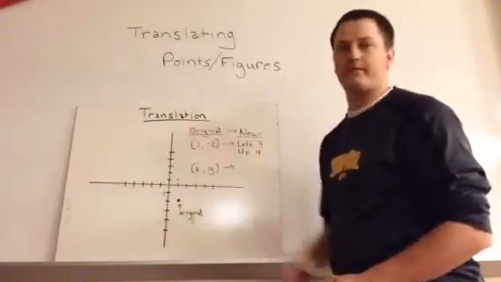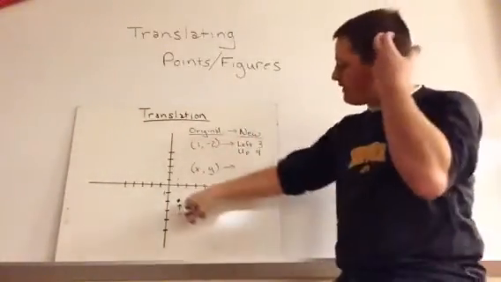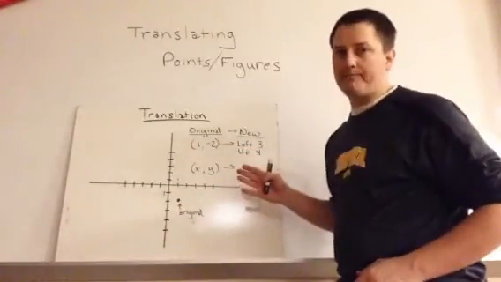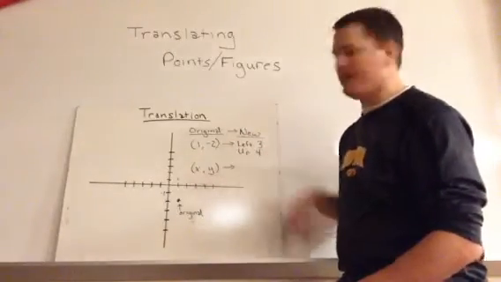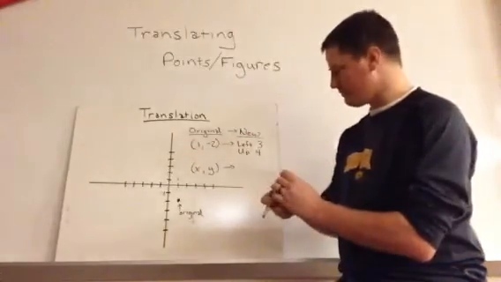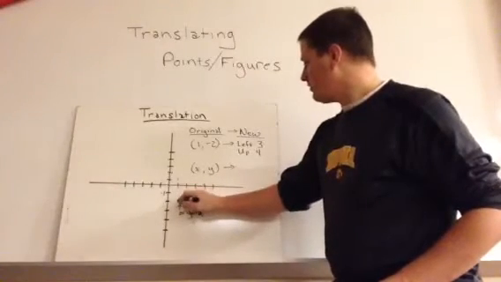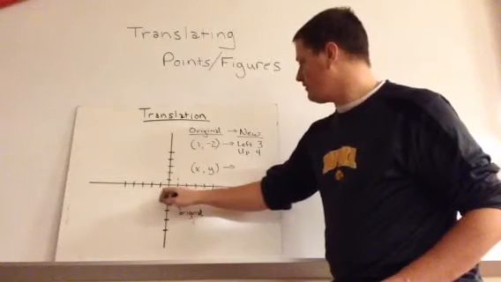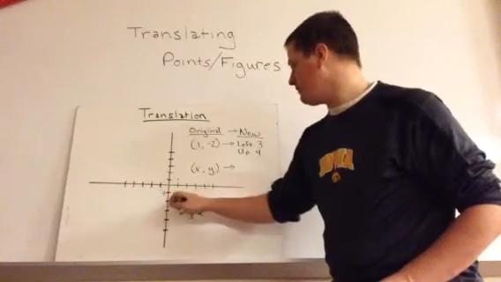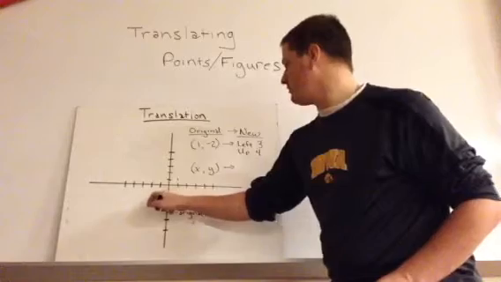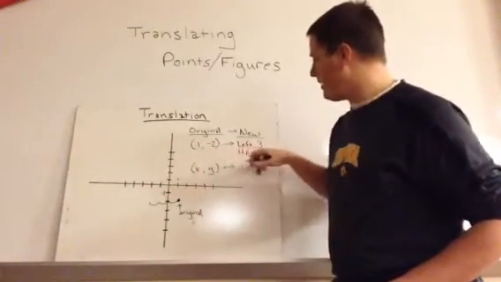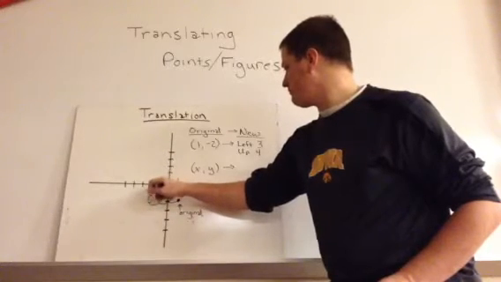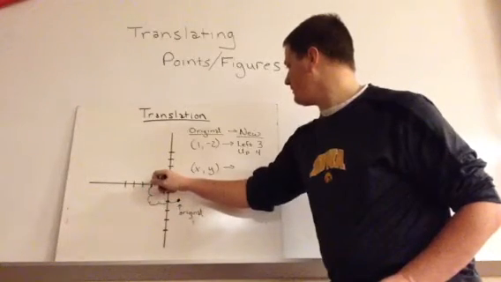First, we'll look at the basics of a translation. So here we have an original point right here at (1, -2). Our new point that we're going to create, I want to move left 3 and up 4. So we want to go left 3, so that would be 1, 2, 3. So we're going to move 1, 2, 3 there. And then we want to go up 4. So we're going to go up 1, up 2, up 3, and up 4.